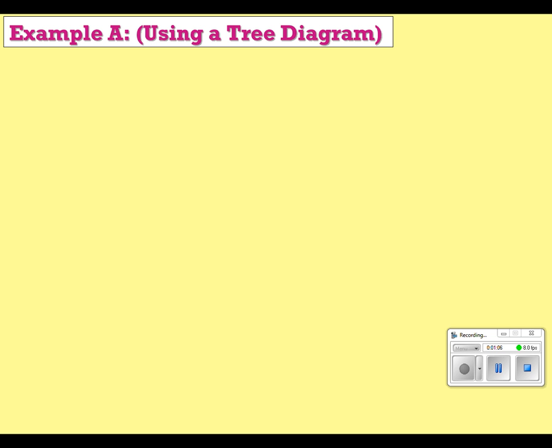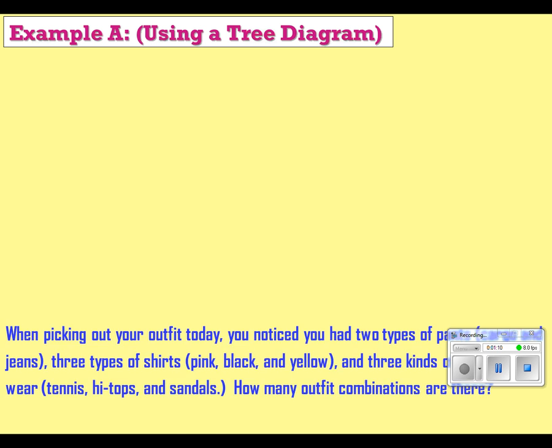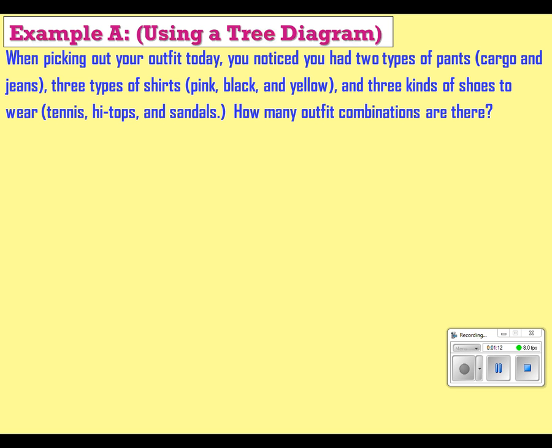Let's go ahead and get right into our first example. Example A, I'm going to show you how to use a tree diagram, which can be kind of confusing, but let me just talk you through it. This doesn't always work out best for everything. Tree diagrams are good for explaining and showing you how things work, but they're not always best suited for every kind of counting principle problem.